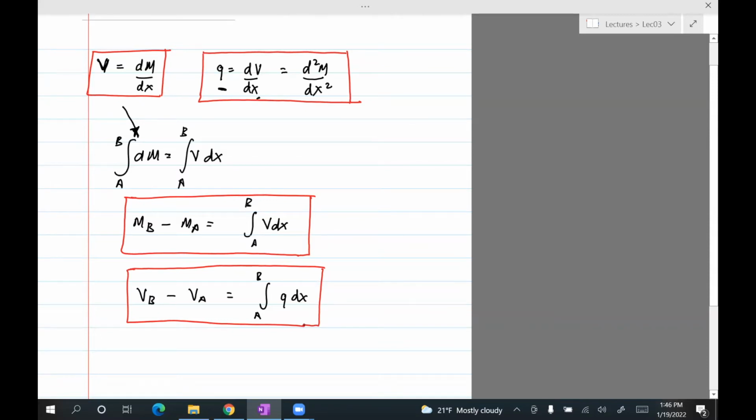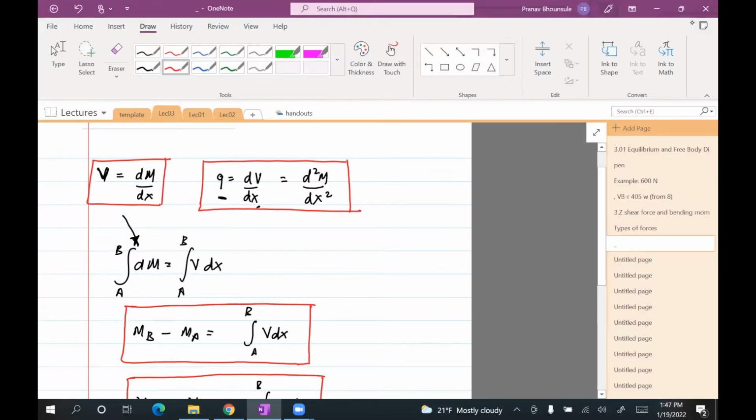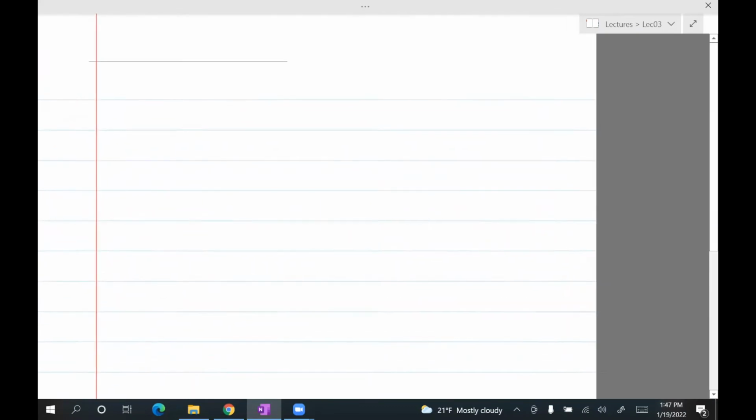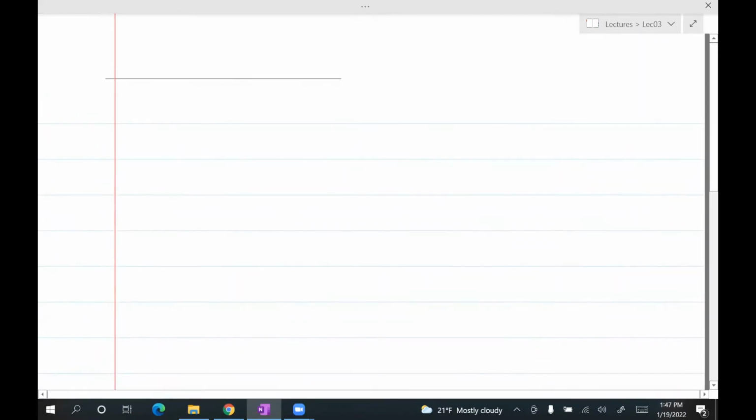Okay, so we have a few minutes left. I'm going to set up the algorithm to draw the shear force and bending moment diagram, and I'll leave it at that. And then next class, we will actually solve some problems where we'll find the shear force and bending moment diagram and then use those to solve the problem. So this is how you will go about drawing shear force and bending moment diagrams.